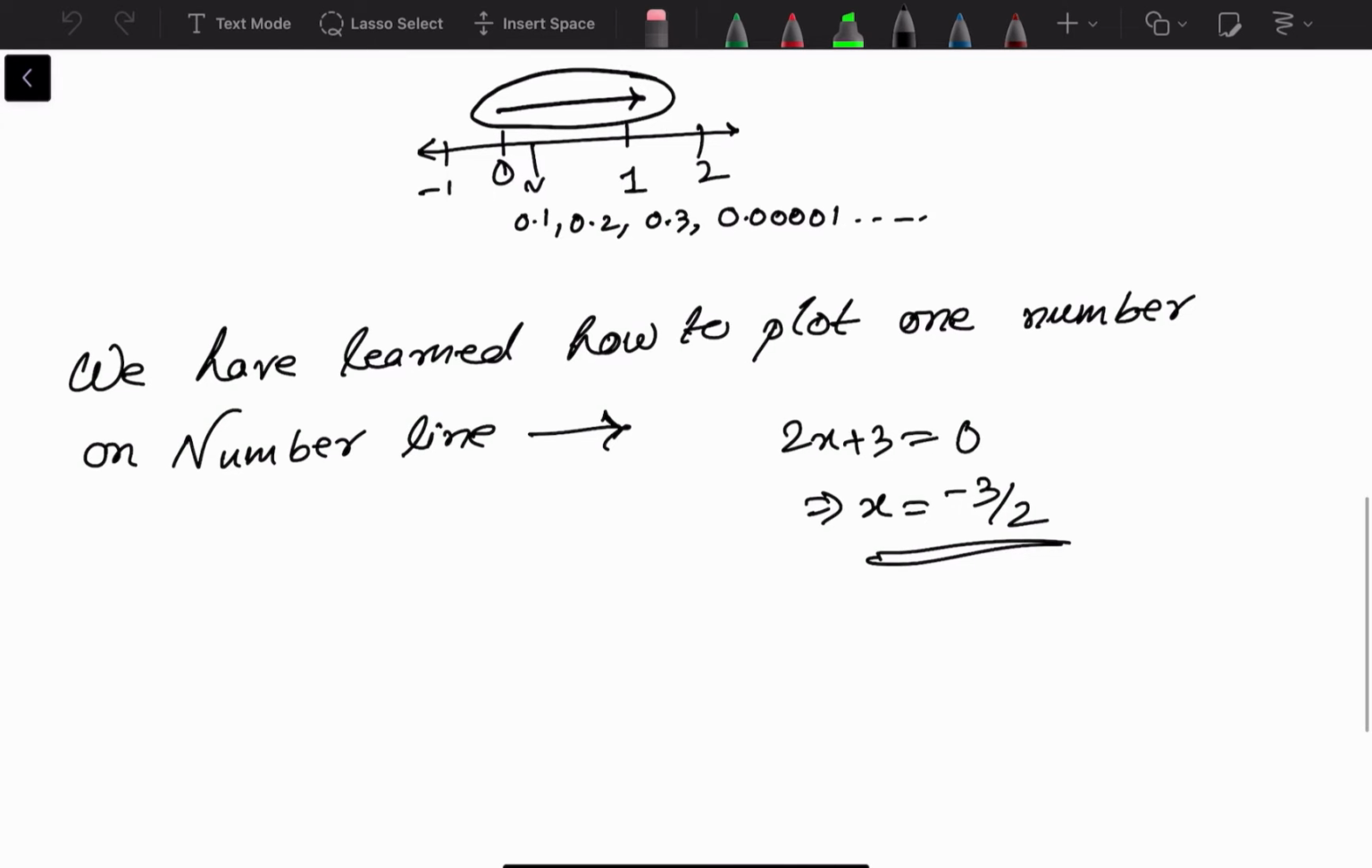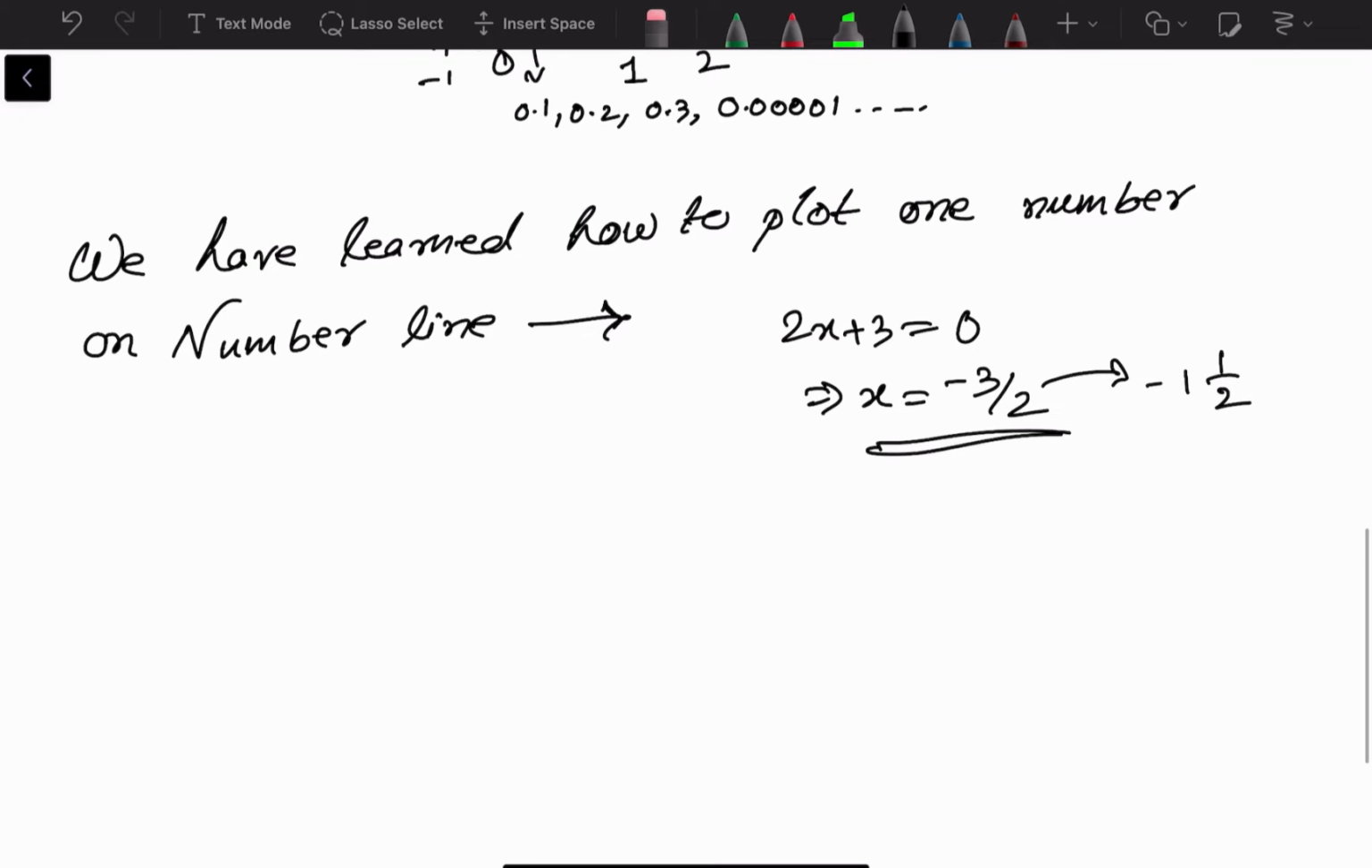How to put it? Just convert it into a mixed fraction, minus 1 whole 1 by 2, and then put it. Yes, it will be between minus 1 and minus 2. Right. But the question is, how to plot two numbers? Suppose we have got the values of two. We have learned about simultaneous linear equations.